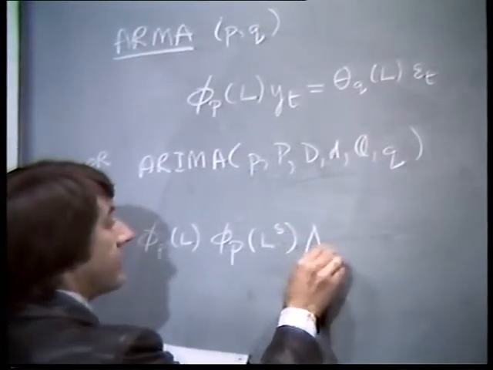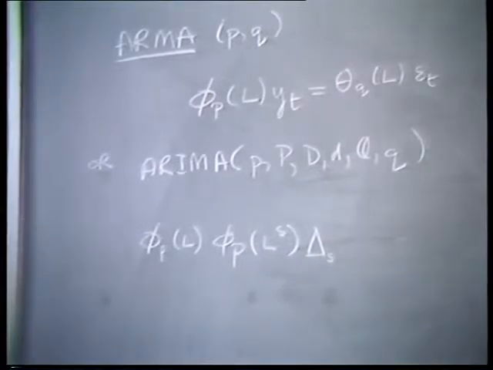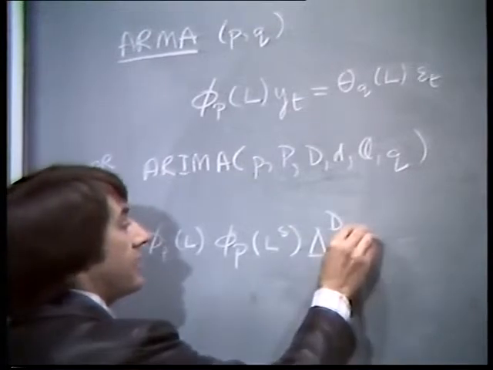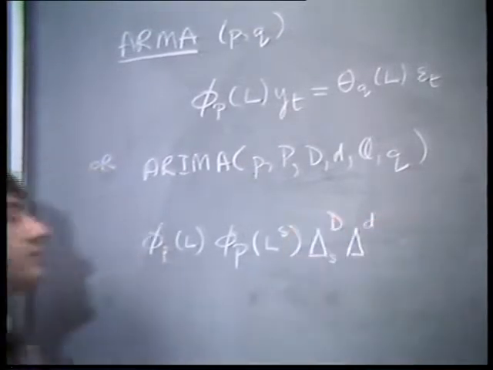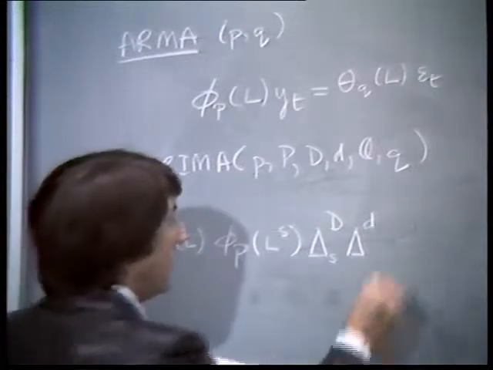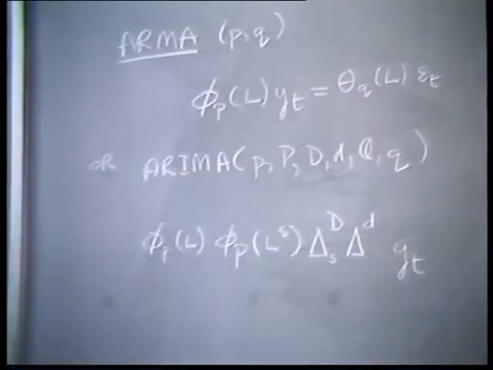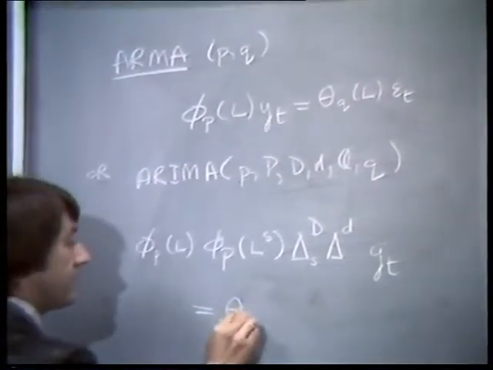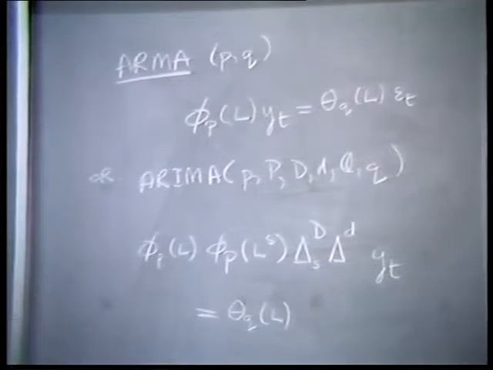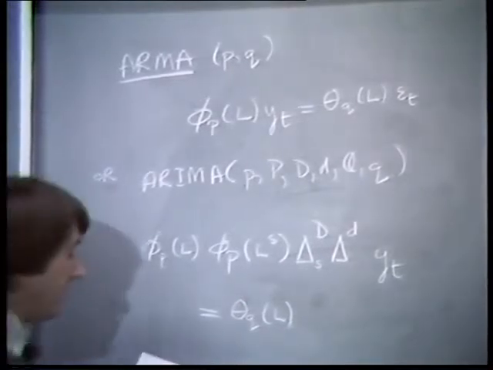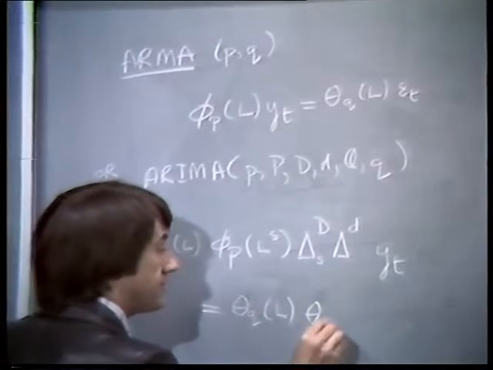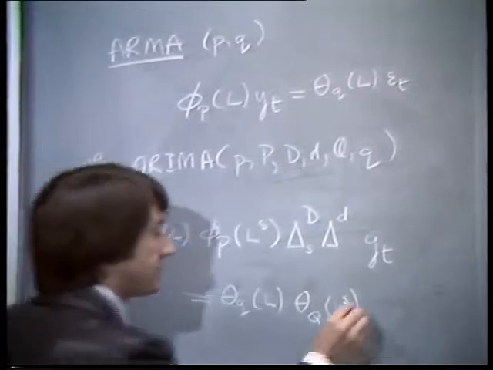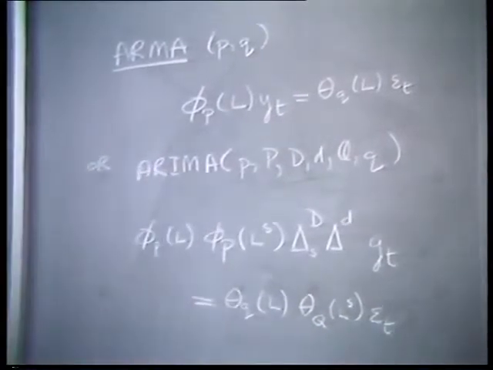We then have delta S, and that's the seasonal difference, raised to the power D, straight delta raised to the power small d, all applied to our original series yt as being equal to still the moving average component theta, then the seasonal moving average component, and the white noise error term.